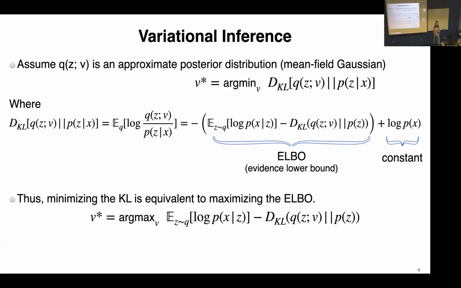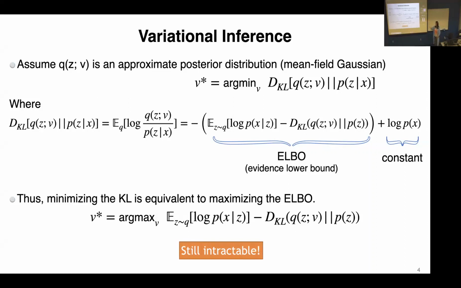The ELBO consists of 2 terms. The first term is the expectation of the log data likelihood, and the second term is the KL divergence between Q and some prior assumption. So we'll explain more about these 2 terms using the Bayesian neural network as an example. But this is kind of a standard ELBO people talk about in variational inference. And we seem to get to some tractable objective function, right? Because the original one is intractable.